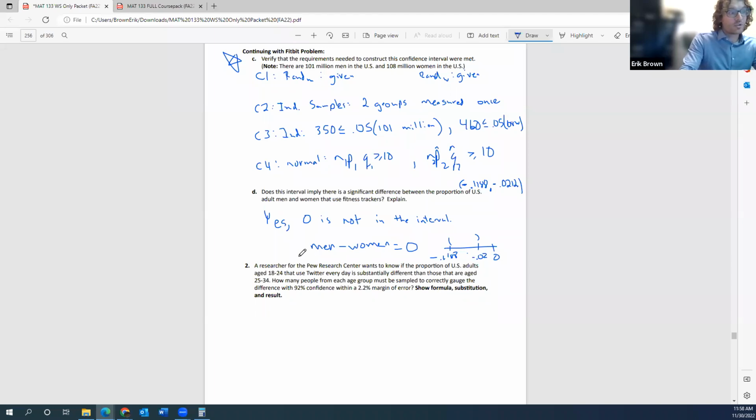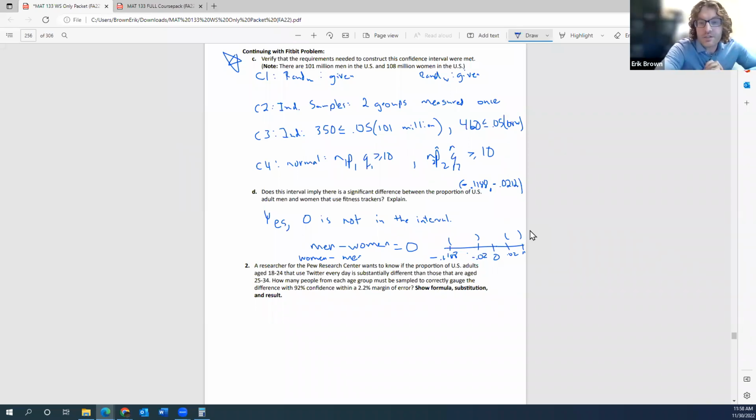Had we changed the subtraction, if we had done women minus men, it would just flip this across the axis, and we'd be at 0.02 and 0.11, and it would show the exact same thing. Women use it more than men. It would just be a positive number. So that's the point. As long as 0 is not within the interval, there is a difference between the usage or whatever's happening between these two samples.